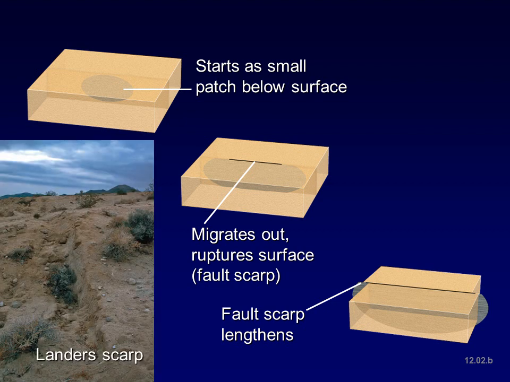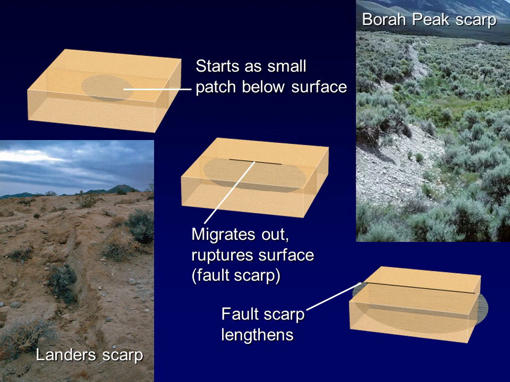So taking a look at some photos, we've got this photo on the left. The scarp cuts weathered granite. This is in the Mojave Desert in California, just after the Landers 1992 earthquake. This one we're looking at Borah Peak, Idaho, after the 1983 earthquake, and this is looking at a fault scarp in alluvium. So alluvium is the debris that's coming off of surrounding mountains down into the valley.